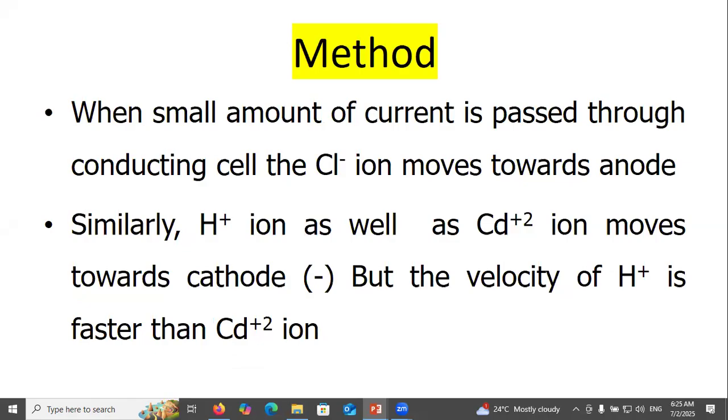Method: when a small amount of current is passed through the conducting cell, the chloride ion moves towards the anode. Similarly, hydrogen ion as well as cadmium plus ions move towards the cathode, but the velocity of hydrogen ion is faster than cadmium plus ion.